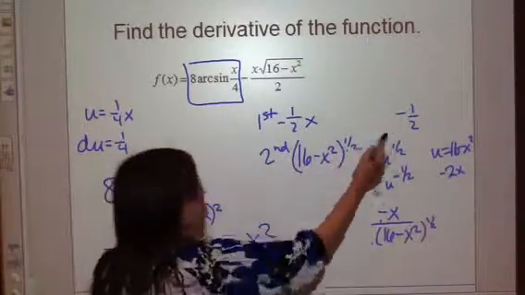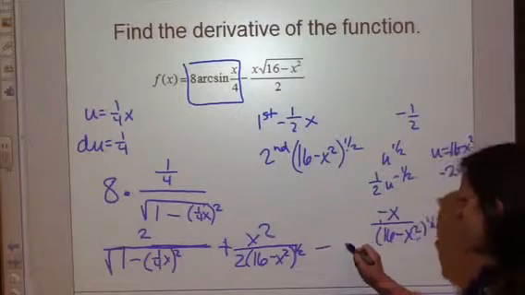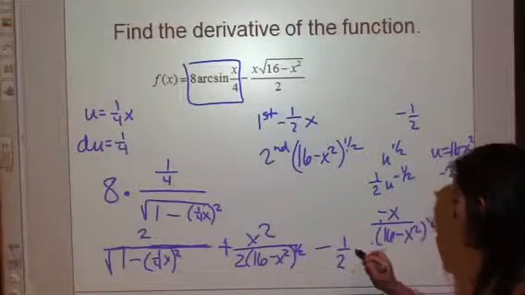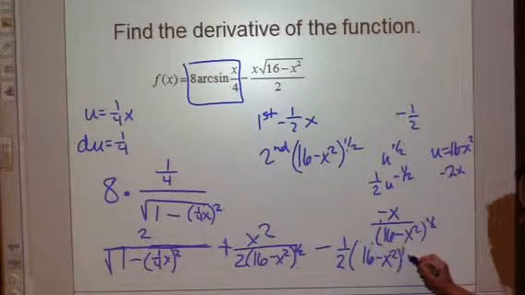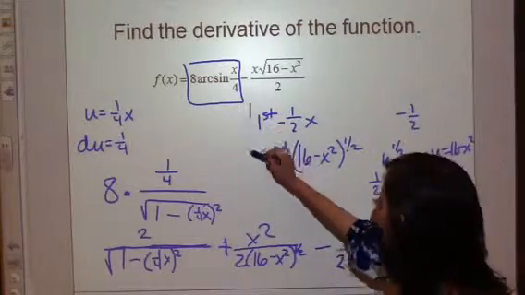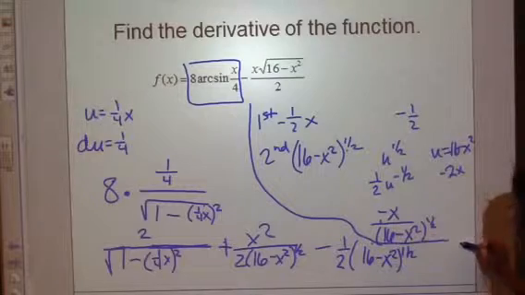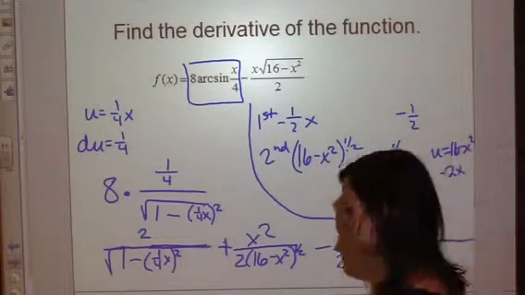Here you crisscross and you get negative half times 16 minus x squared to the half. And you're done.